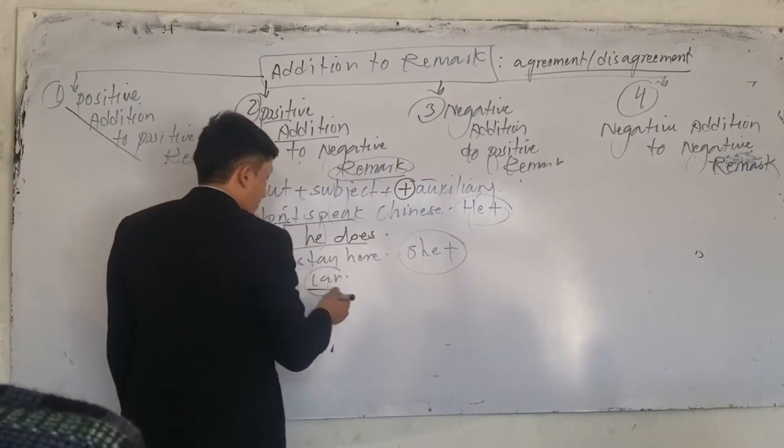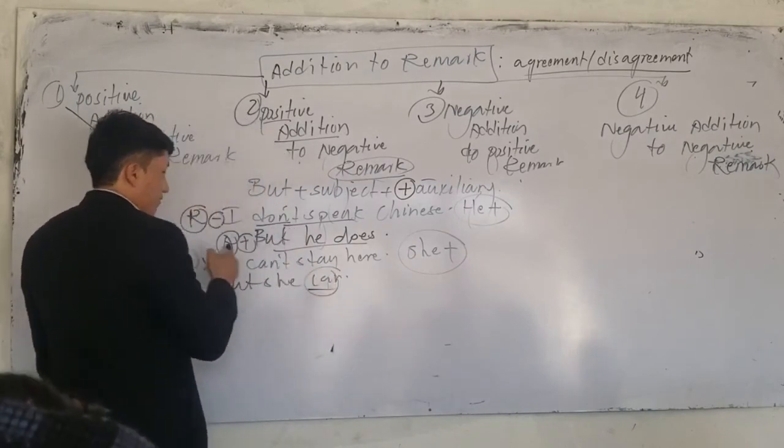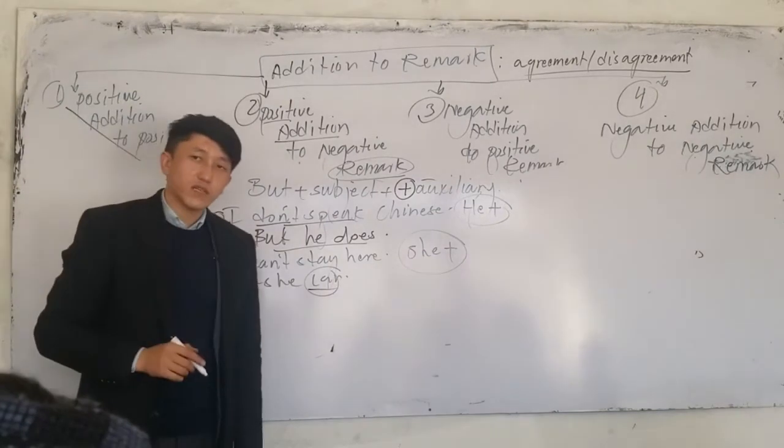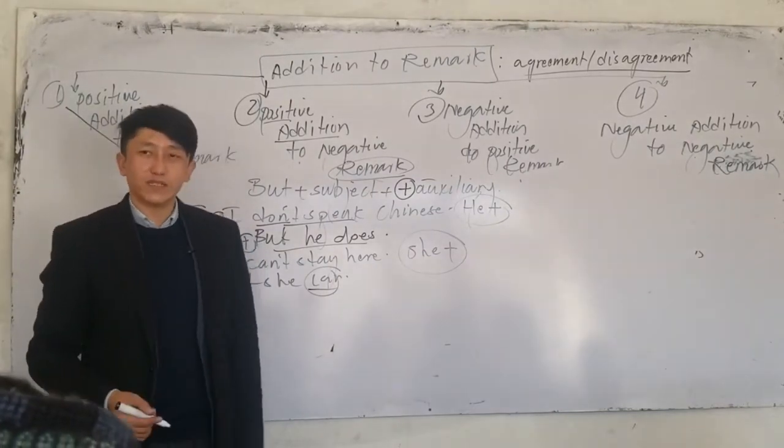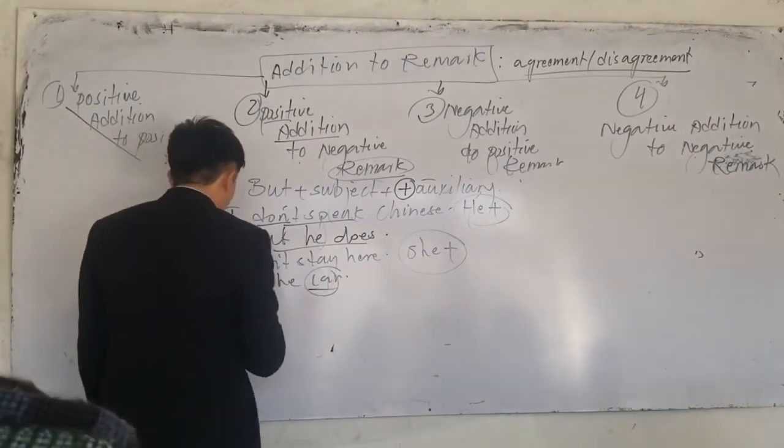The auxiliary verb of addition is the same as the auxiliary verb of what? Remark. If there is not any auxiliary verb, what do we do? Do, does, did. What about this sentence?